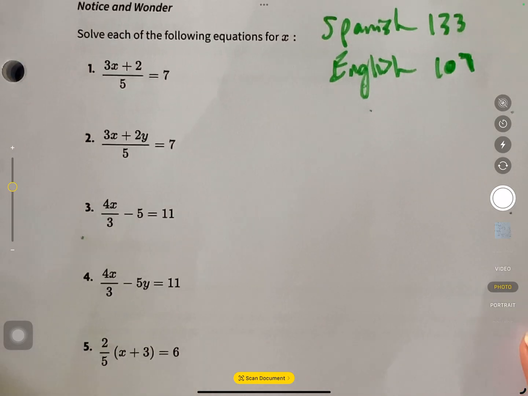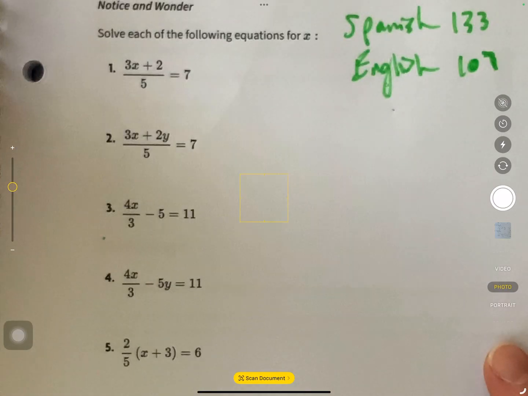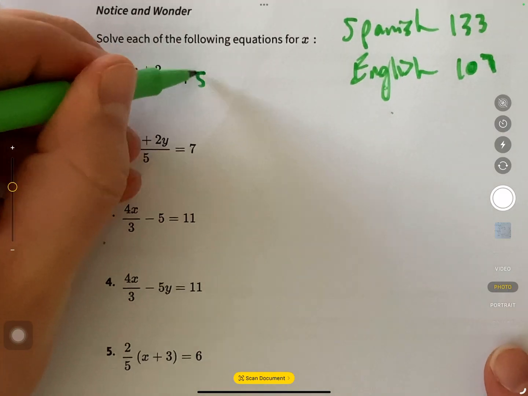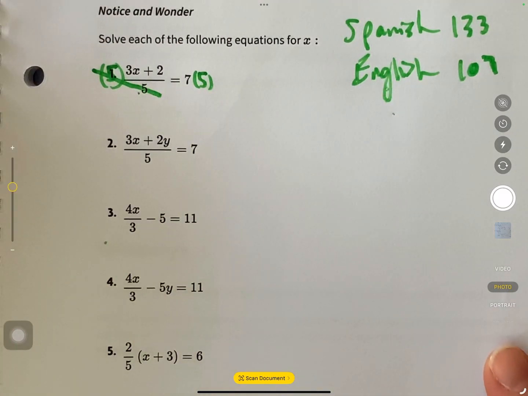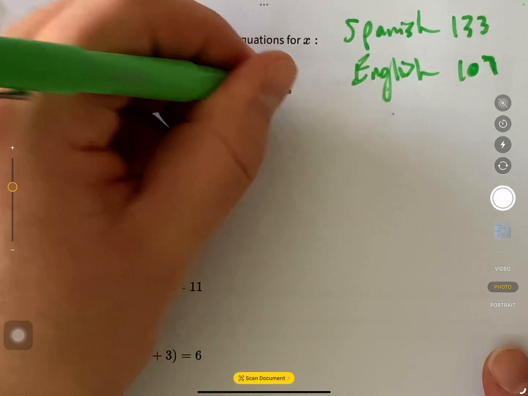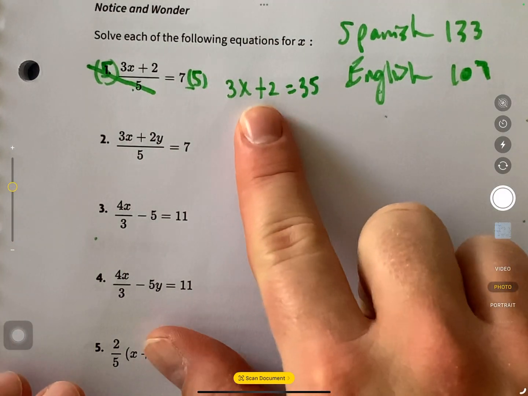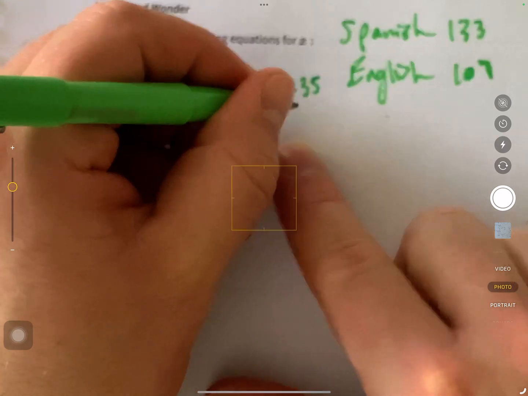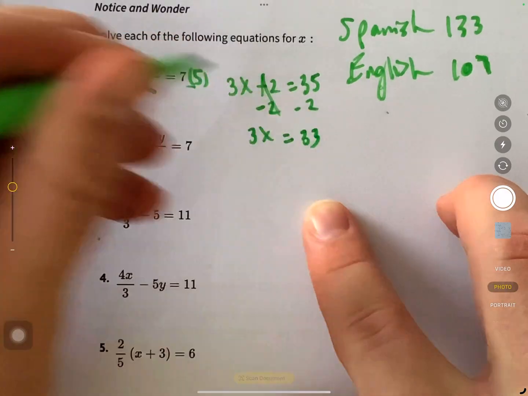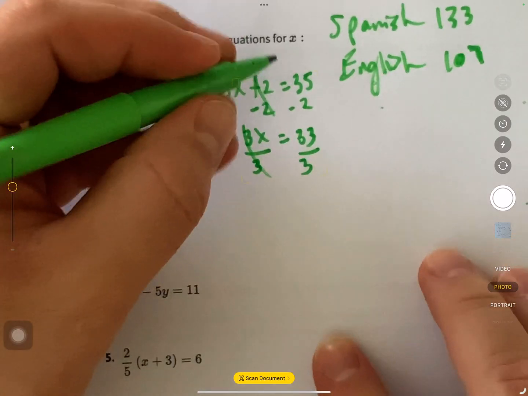We have 5 different equations here, and we're going to solve them 5 different ways using everything we've learned. So the bottom number has to get rid of first, so we're going to multiply everything by 5. So the 5 can go bye-bye. Now 7 times 5 is 35. So we're going to rewrite this as 3x plus 2 equals 35. And now we're going to solve this by subtracting 2 first. 3x equals 33. And then we're going to divide by 3 next. Divide by 3. So x is going to be 11.